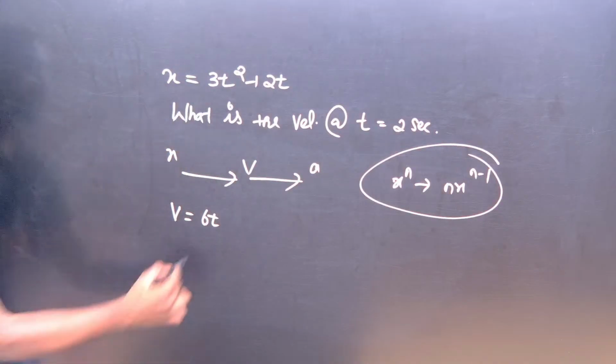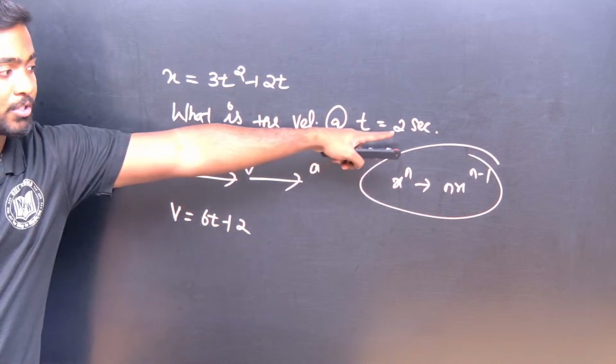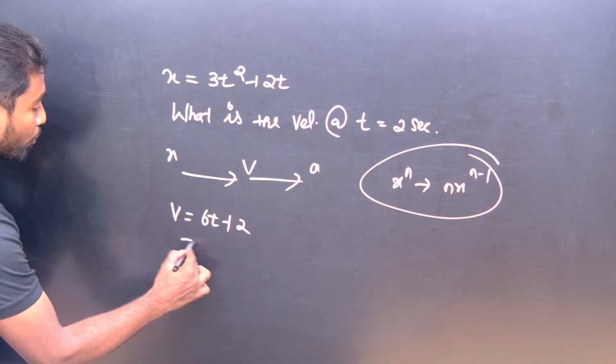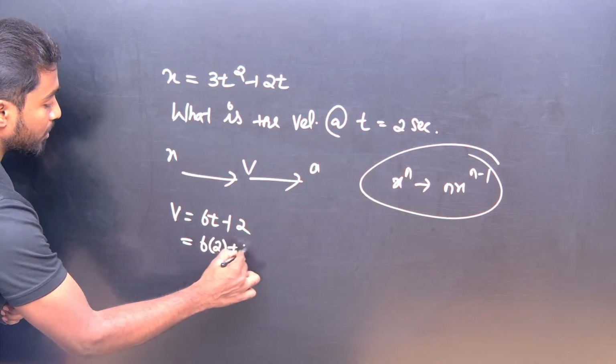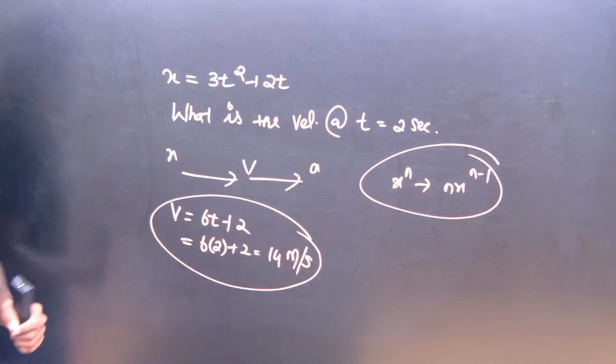Okay, so here plus 2. They are asking at time t equals 2 seconds, right? Substitute the value, 6 into 2 plus 2, which is nothing but 14 meter per second. Done.